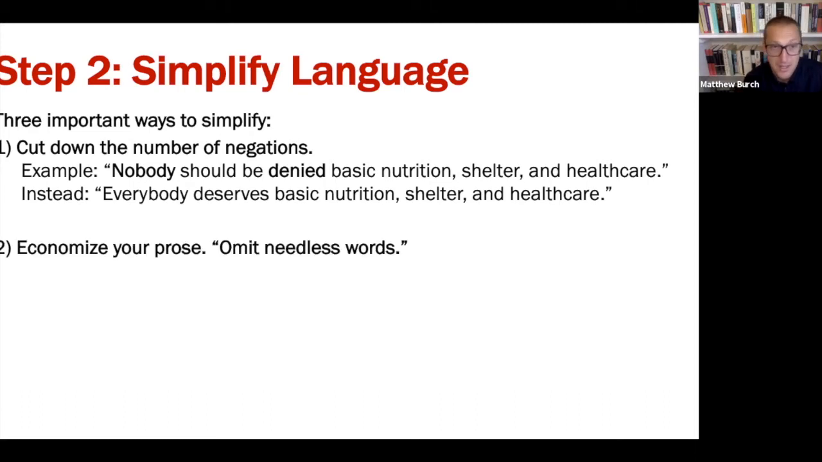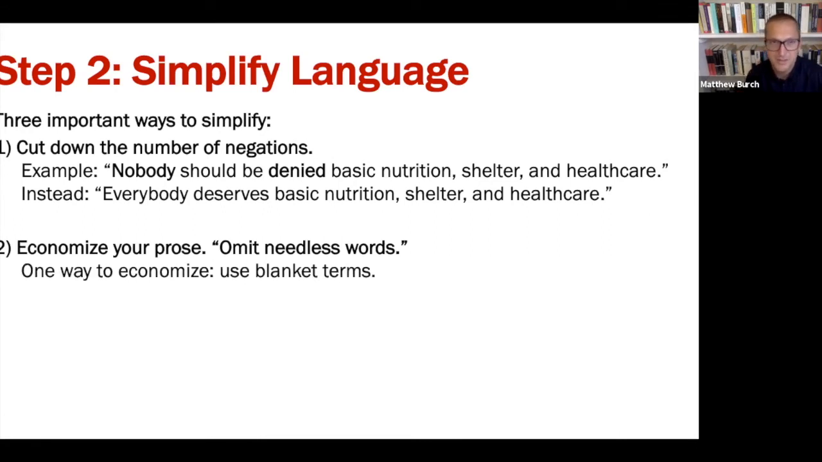Okay, economize your prose. That just means omit needless words. Any adjectives or adverbs that aren't doing any work for you, get rid of them. Make it as simple as possible. Even try to use the smallest words possible. If you can do one syllable philosophy, go for it.